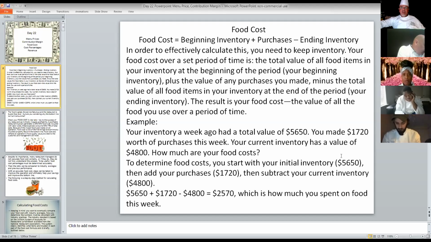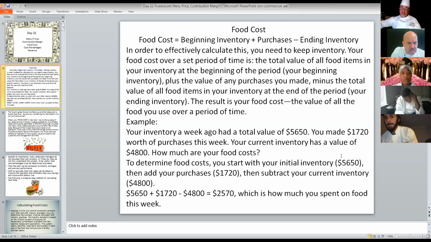Okay, so food costs, here we go, equals beginning inventory plus purchases. Remember that, food costs equals beginning inventory plus purchases minus ending inventory. Okay, beginning inventory plus purchases minus ending inventory. In order to effectively calculate this, you need to keep inventory. Your food cost over a period of time is the total value of all food items in your inventory at the beginning of the period, your beginning inventory, plus the value of any purchases you made, minus the total value of all food items in your inventory at the end of the period, your ending inventory.